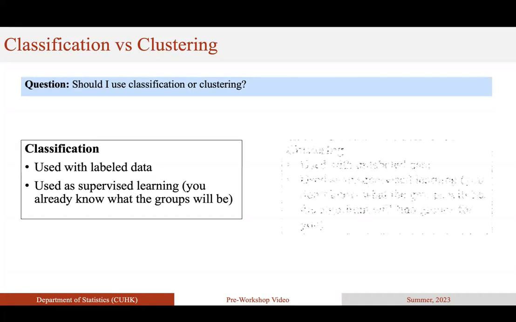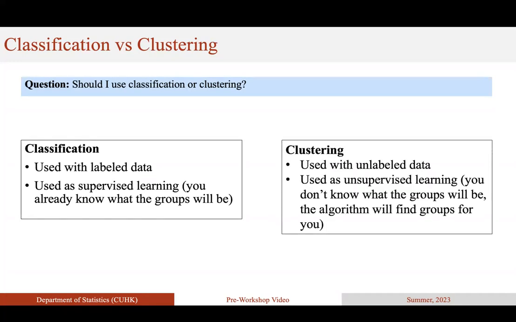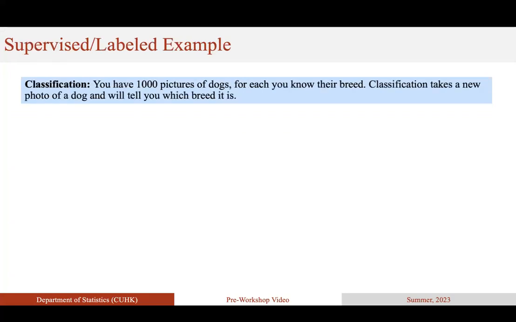In contrast, clustering is used with unlabeled data. To apply clustering, you don't have to know what the groups will be. The algorithm will find groups for you. Hence, it is considered as unsupervised learning. Here are some examples to illustrate the difference between supervised and unsupervised.